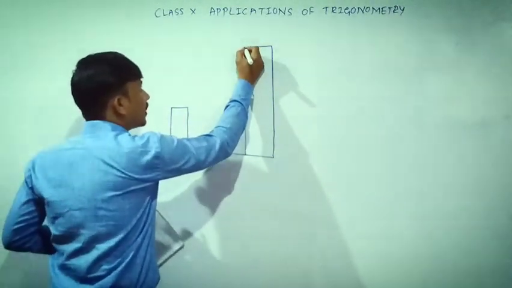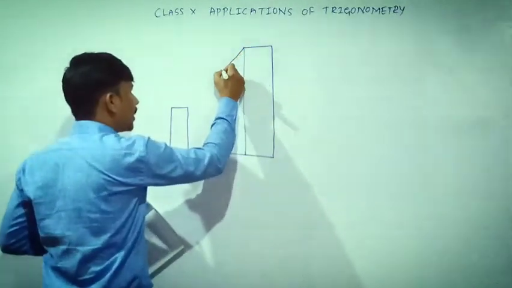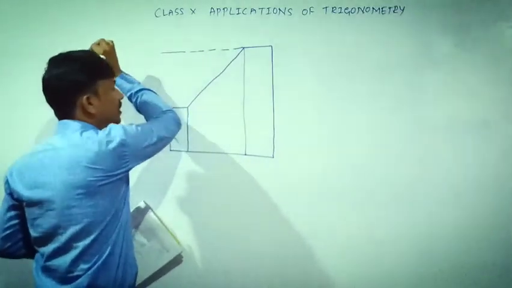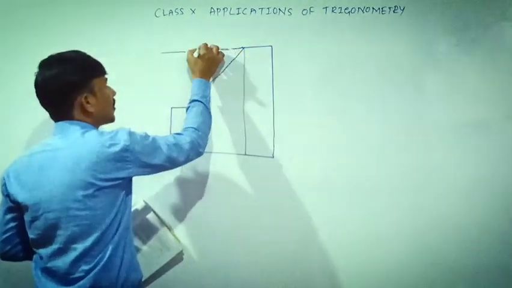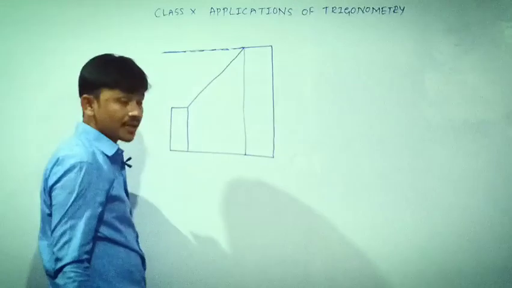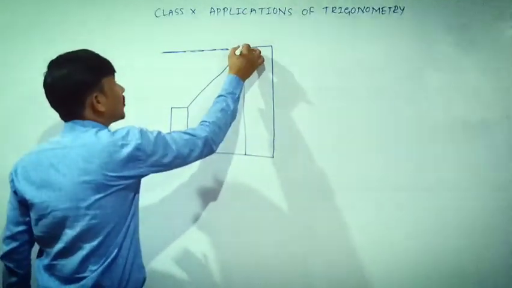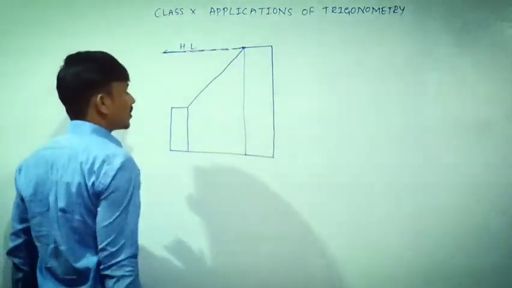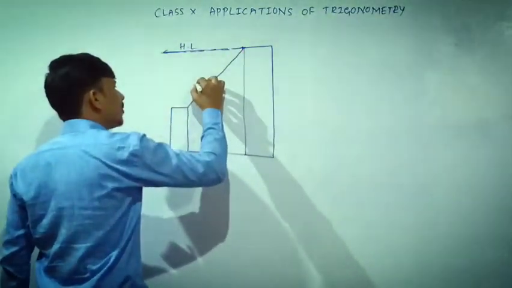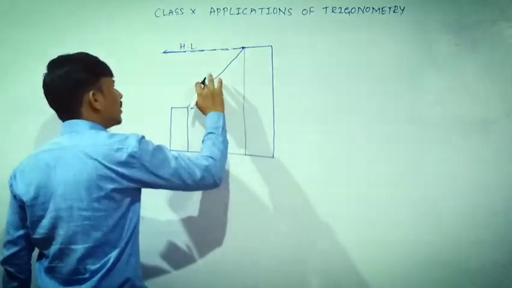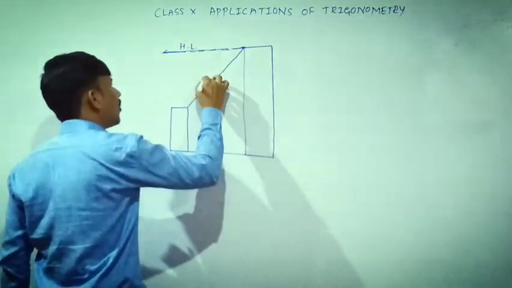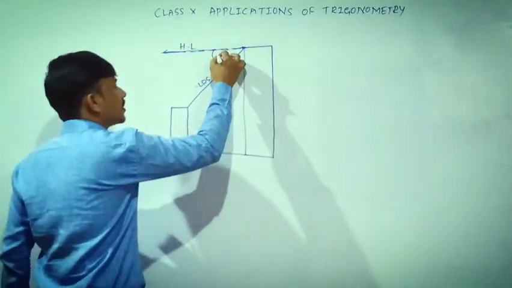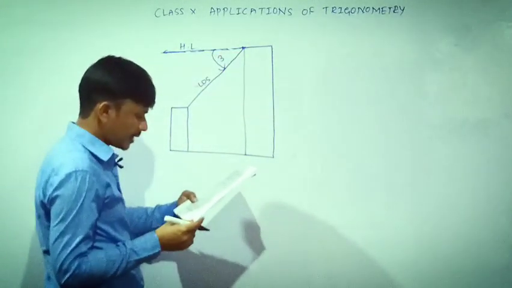From the top of the bigger building, if you observe the top of the smaller building, there will be an angle of depression. This is the line of sight. From here, the horizontal level goes. This is the horizontal level, just horizontal, and this is the line of sight, LOS. Then this is the angle of depression, 30 degree and 45 degree respectively.